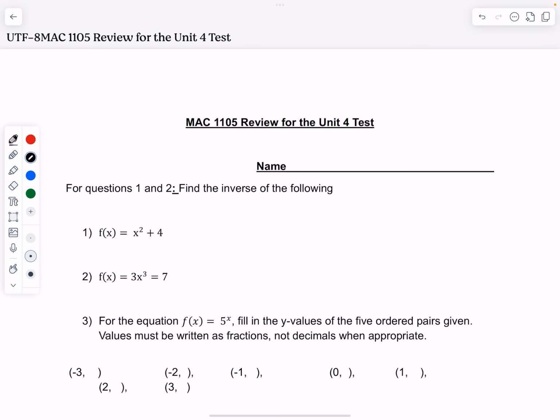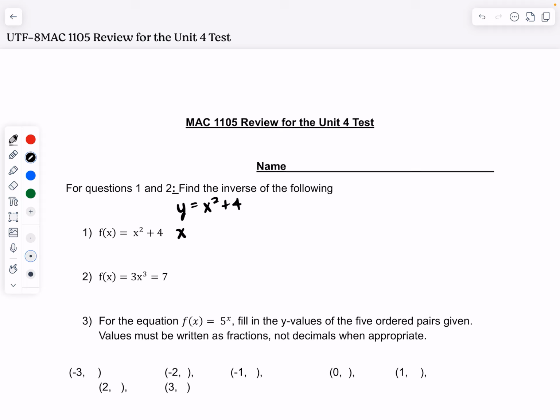This is a review for the Unit 4 test. I'm working on the first and second question here. It says find the inverse of the following. So when you have to find the inverse of a function, what you're going to do is swap y, which remember is f of x, with x and solve.